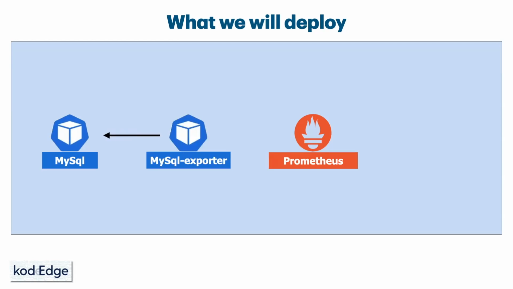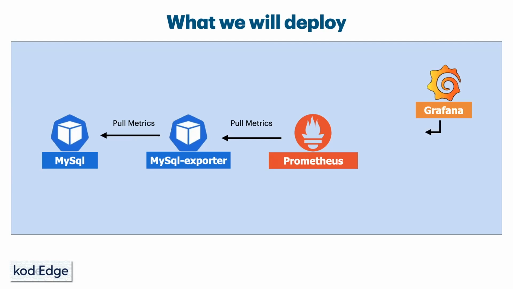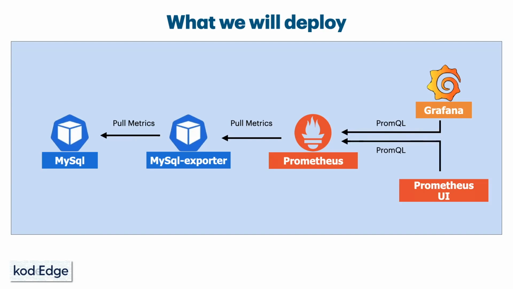The exporter will pull the metrics from MySQL and convert them into a format that Prometheus can consume. Then Prometheus will pull the metrics from the exporter. And how does Prometheus know that there is a MySQL exporter? For that, it uses a service monitor that is defined in the exporter. I will explain this service monitor configuration in a moment. Then we can use the Prometheus UI and Grafana to visualize these metrics.